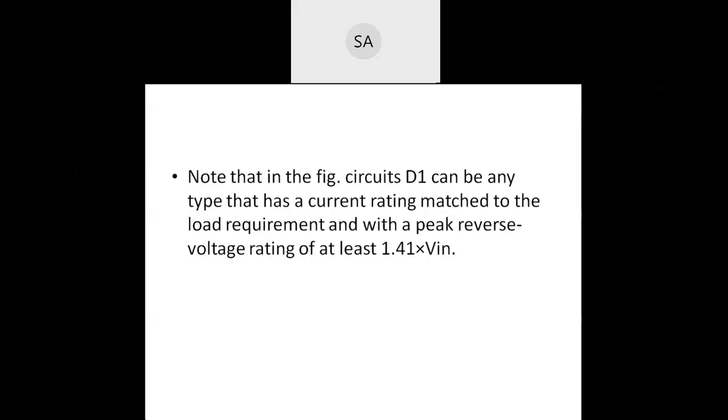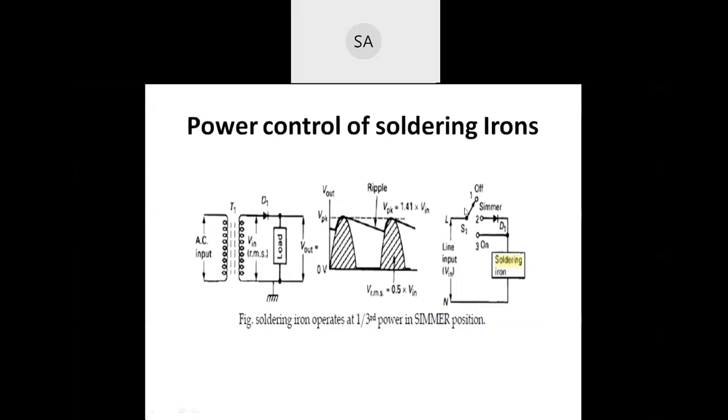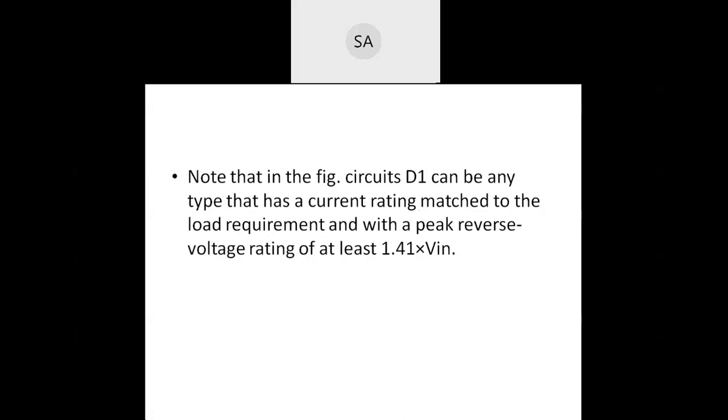So in the simmer position, it will not be heated completely. Note that in the figure, the diode D1 can be any type that has a current rating matched to the load requirement and with peak reverse voltage rating at least 1.41 into Vn. Whatever diode we choose in the rectifier must have a current rating matched to the soldering iron load, and a peak reverse voltage of 1.41 into Vn.